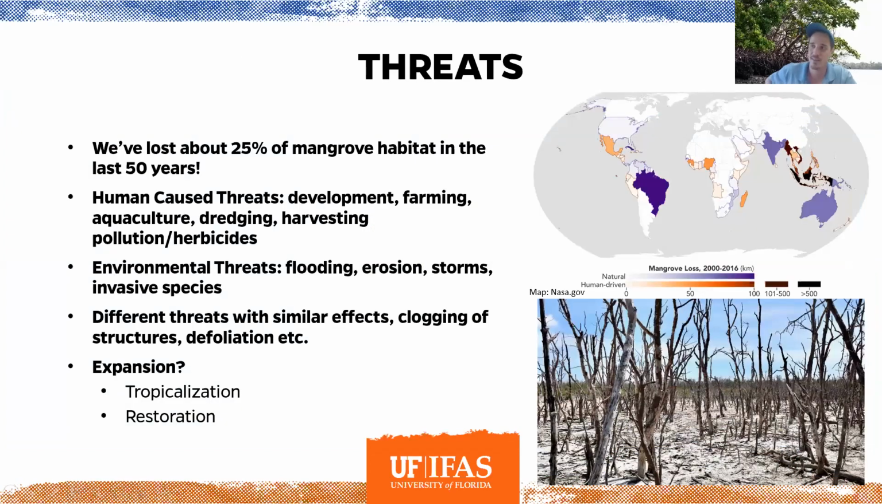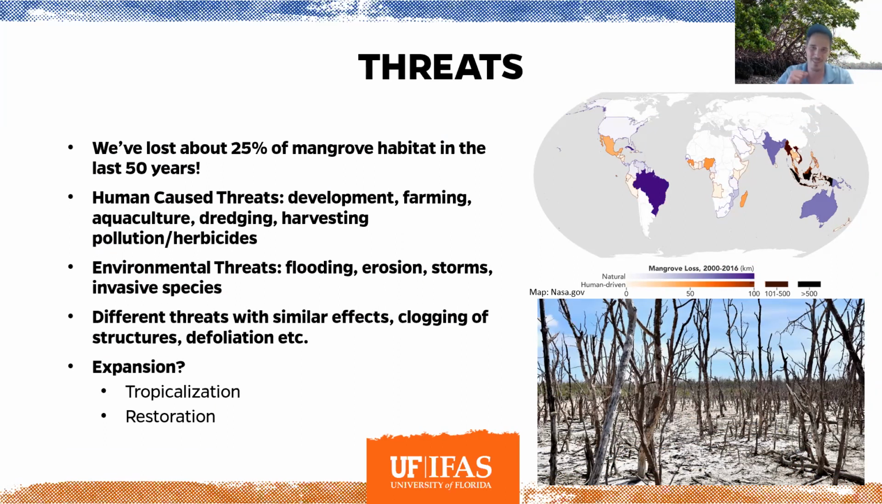So next up, we've got threats. In total, we've lost about 25% of our mangrove habitat in the last 50 years. And I've read somewhere that there's about 50% mangrove loss since we've recorded mangrove loss, really. So there are human caused threats and environmental threats. The human caused threats can be development, farming, aquaculture, dredging, harvesting, pollution, herbicides. Like I saw a figure that in the Vietnam War, the U.S. military defoliated about 250,000 acres of mangroves.